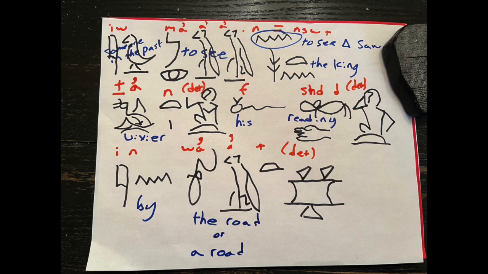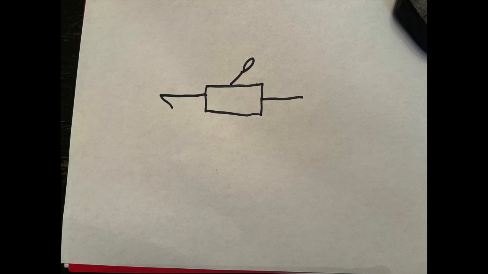Again, no prepositions. So the full sentence would be, the king saw his vizier reading by the side of the road, or a road. His road? Could be. Well, no, it's a road. The road. All right, let's move on to this week.